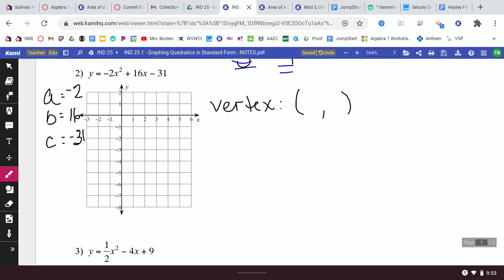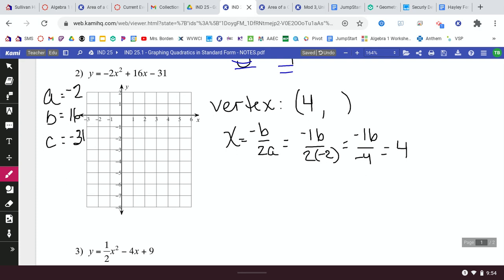And to find the X of our vertex, we're going to use -b over 2a. So -b over 2a. All right, so b is 16, over 2 times a is -2. Okay, so let's simplify this a little bit. -16 over 2 times -2 is -4. Our -16 divided by -4 is +4. That is the X value of our vertex.